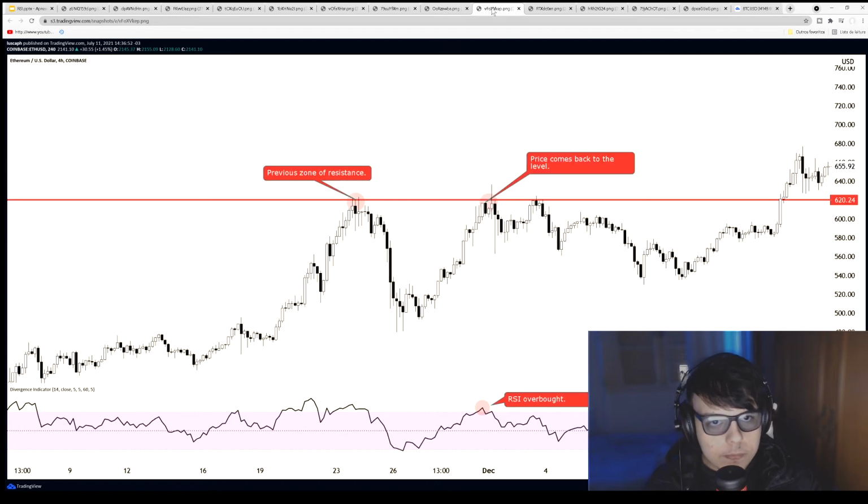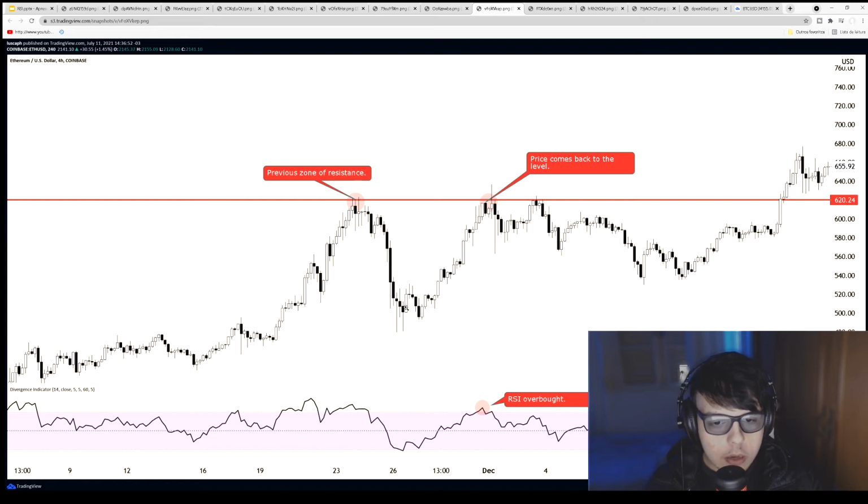Another thing here is this example, and this is the Ethereum 4-hour chart. If you guys take a look here, we see that the price was coming up and we hit this level and then we retraced back, right? So after we reached this point and we traded back to the downside, this point now should act as a resistance zone for us.